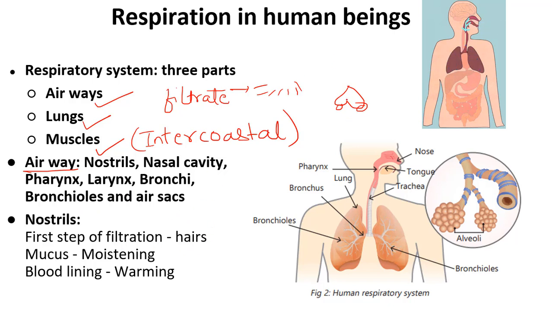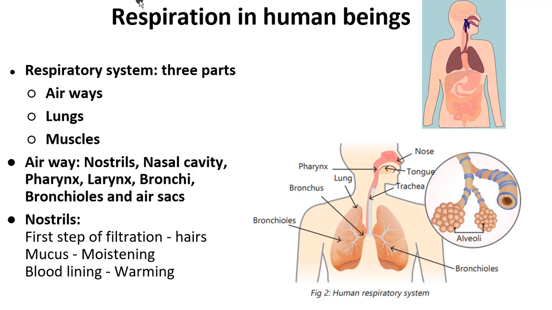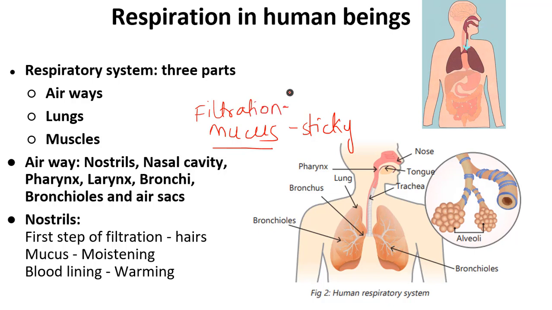Once the air enters the nostrils and enters the nasal cavity, the next part of airways, what happens? Now we discuss the second important part of our airways, that is the nasal cavity. The nasal cavity contains mucus. Mucus is a sticky substance present in our nose, and this mucus also helps in filtration. Since it is sticky, it traps any dust particle, any germs entering the body through the air that is inhaled.